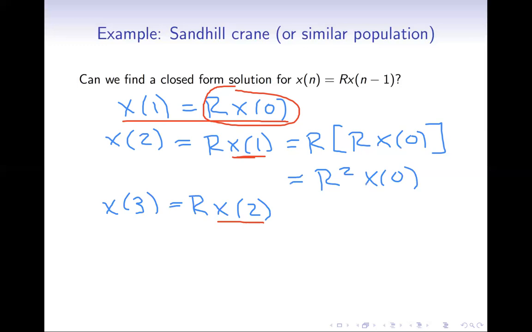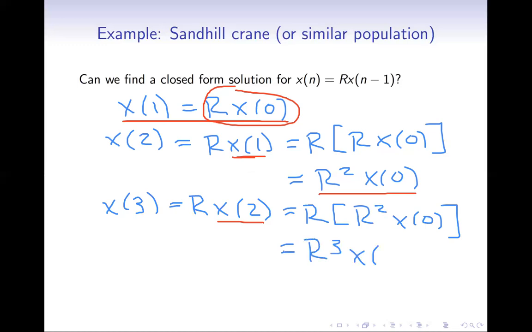So now I can substitute this expression in for x of 2 and use all of that hard work that I just completed. That gives me capital R times R squared, x of 0, and simplifying, I get R cubed times x of 0. So now I've related x of 3 all the way back to x of 0, and I've cut out two middlemen, x of 1 and x of 2.